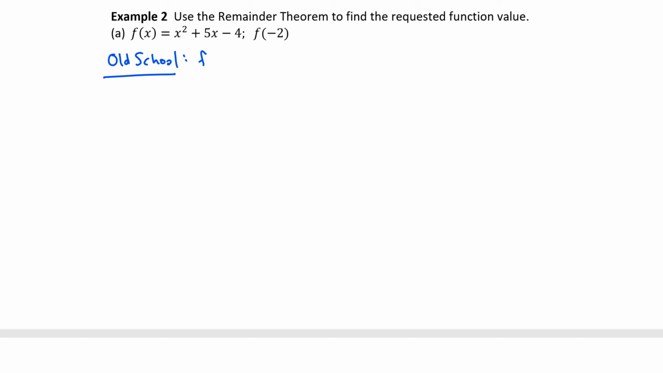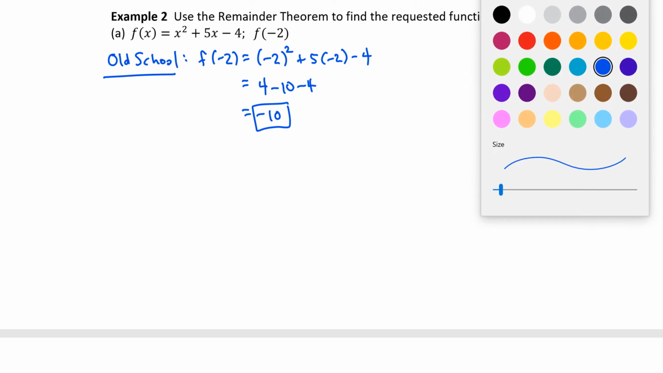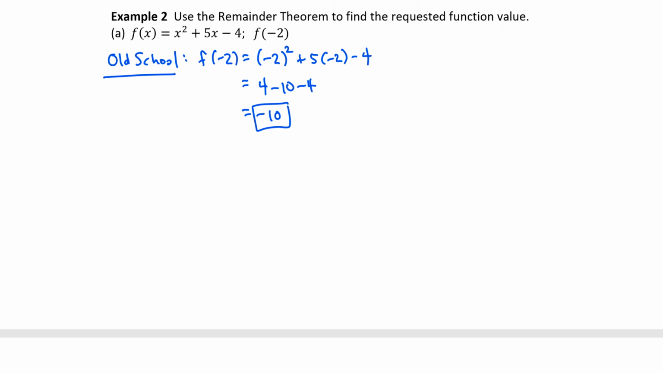f of negative 2 is obtained simply by plugging negative 2 in for x in the given function. So we would obtain negative 2 squared plus 5 times negative 2 minus 4. When we evaluate, we get 4 minus 10 minus 4, or negative 10. So the function value here is negative 10. Now, let's look at it in light of our new remainder theorem. We'll call this our new school approach.